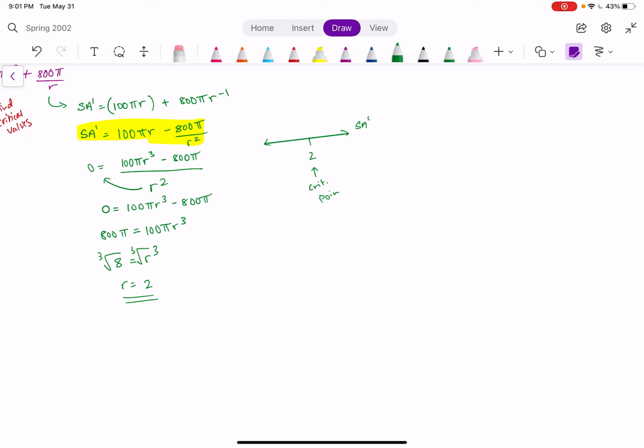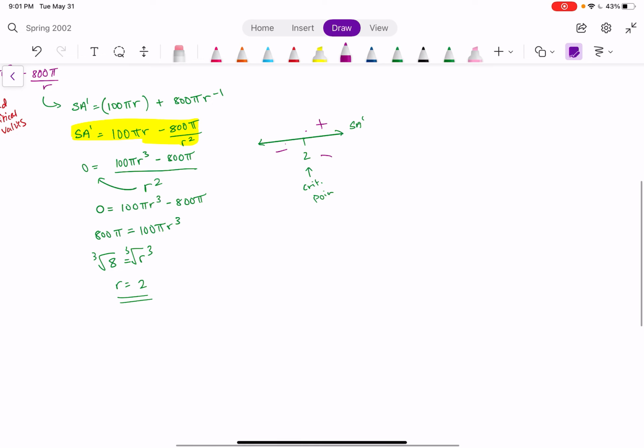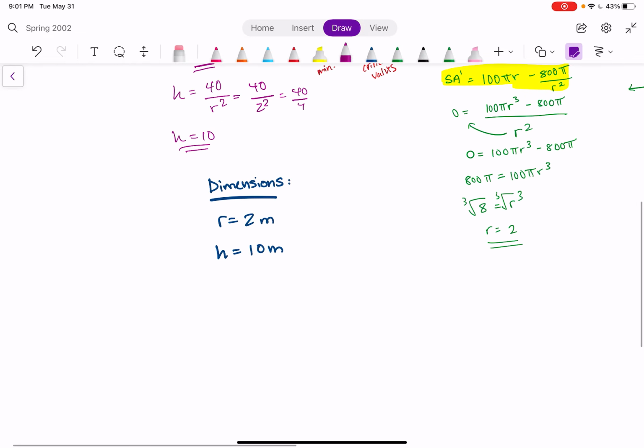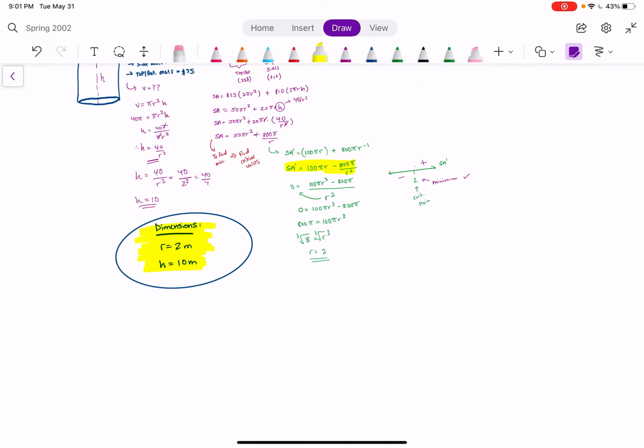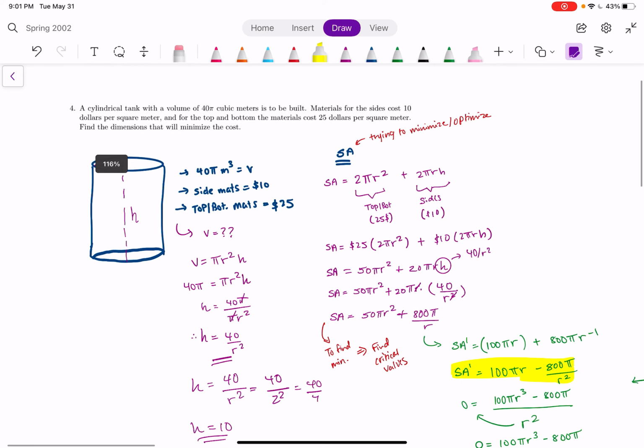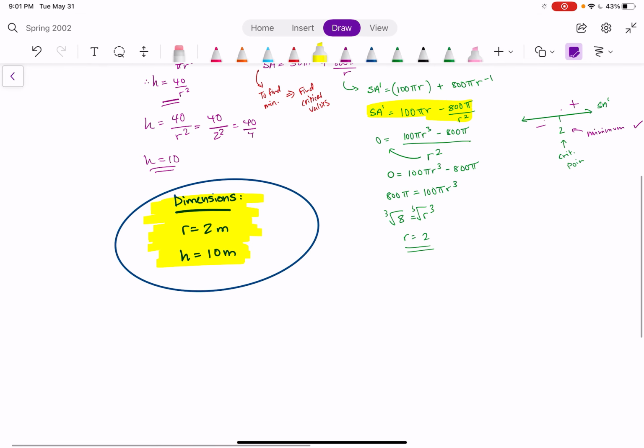So when you plug it into the first derivative, you can do this in a calculator or do it manually. It takes a little bit of time, but you'll see that it is negative here and positive here, which indicates that if it's going from negative to positive, this is a minimum. So we just check that it is a minimum. So now we know that our dimensions are correct, and we can just go ahead and circle our answer. What the hell, let's give it a highlight too. And that's how you do a cylinder material optimization problem.